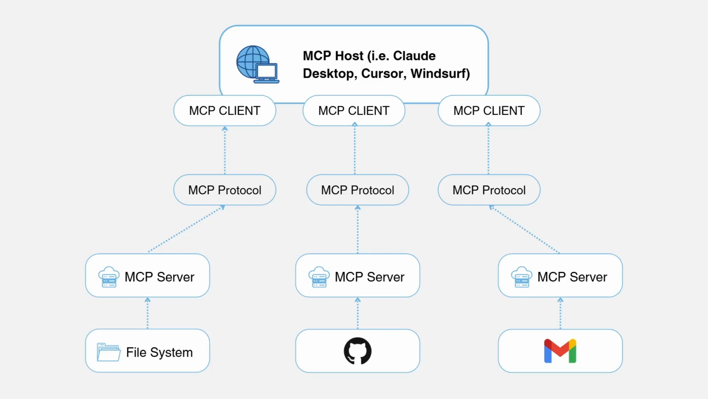On the left, we have the file system MCP server. Your LLM wants to access files, read, write, and such. So it goes through the MCP client using the MCP protocol and talks to this file system server. In the middle, we see an MCP server connected to GitHub, so maybe for fetching repositories, creating issues, or analyzing code. And finally, on the right, an MCP server that integrates with Gmail and lets your AI system read or draft emails, all securely and through the protocol.